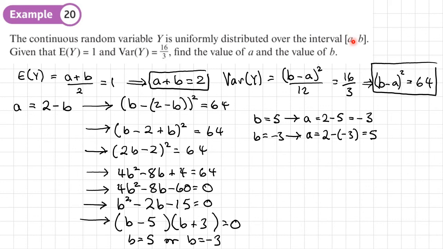Now, on this interval, a must be smaller than b. Here you would have 5 at this end and negative 3 at this end. That doesn't make sense. That's got to be lower. So since a has to be smaller than b, that means we take the top row here, and that will give us a equal to negative 3 and b equal to 5. So always check that your value of a is lower than the value of b.